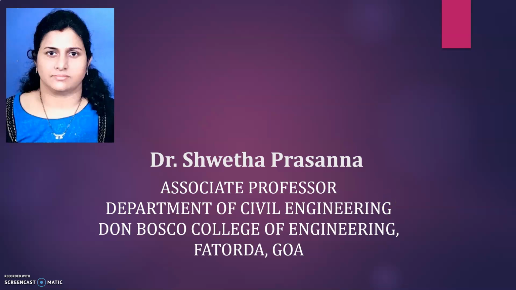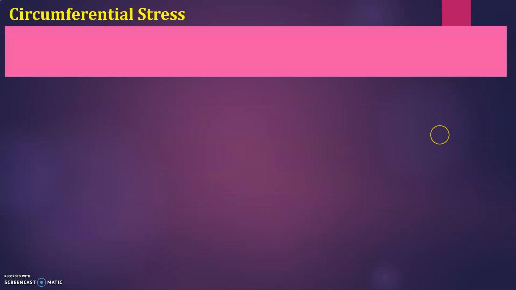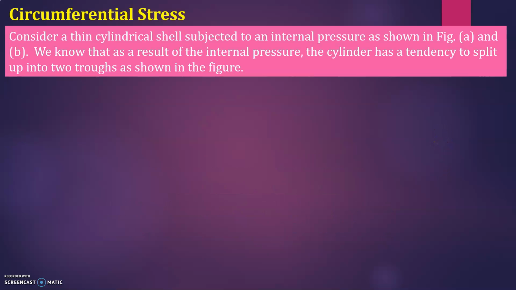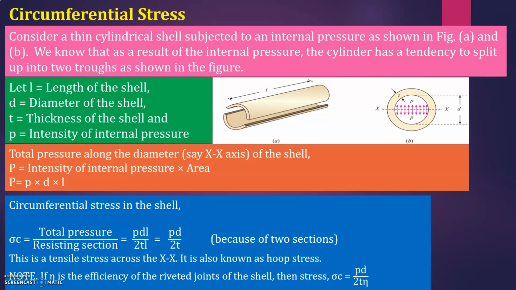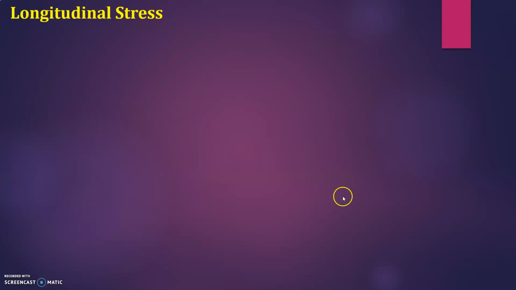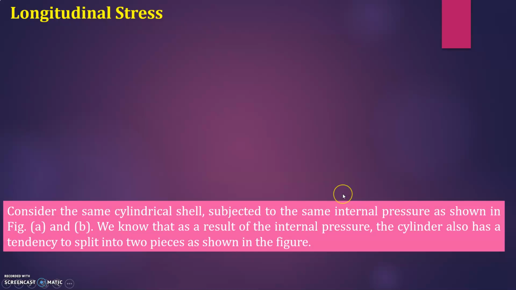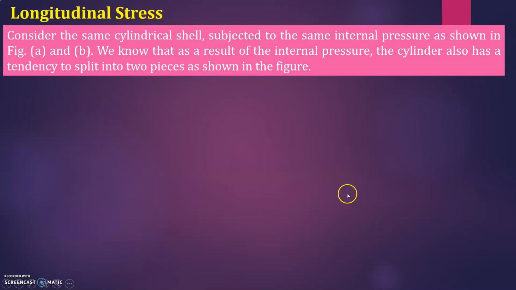Hello, my dear students. Last class I explained thin cylinders and how to find the circumferential stresses, right? Circumferential stress can be calculated by using the formula PD divided by 2T. Today we will discuss how to find longitudinal stress. Longitudinal stress means the stresses are acting along the length of the cylinder.